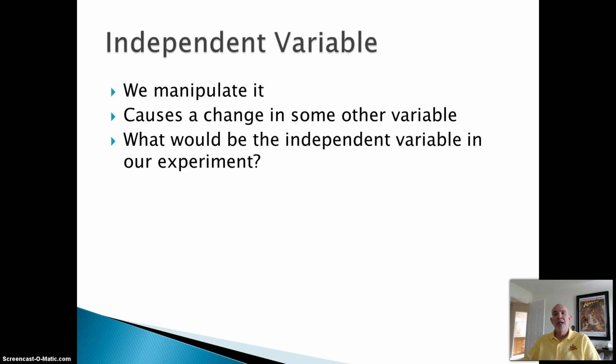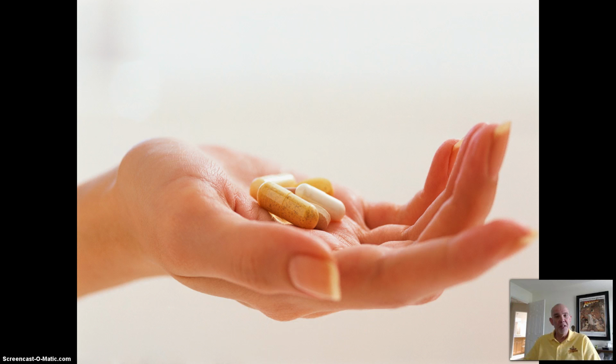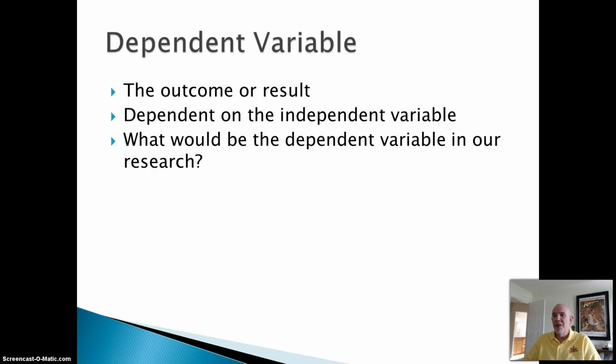An independent variable is something we manipulate, we control it, and we hope to demonstrate that it will cause a change effect in some other variable. What is the independent variable in our experiment? It would be what we gave to the subjects, wouldn't it? That is our independent variable. The dependent variable is the outcome or the result, and we hope to demonstrate that it is dependent on the independent variable. What was the dependent variable in our experiment? It would be headache relief, wouldn't it?